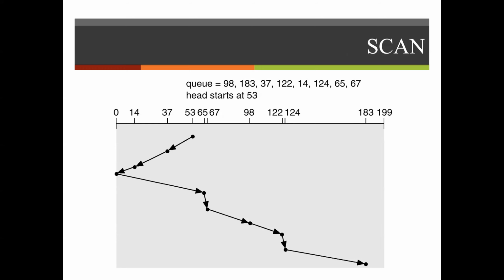We have scan as well, which is going to be similar to our elevator algorithm, and that is going to start at a specific position towards the innermost of the track, and as the head moves, the algorithm services the requests that are en route from outermost to innermost, and it does this regardless of the arrival.